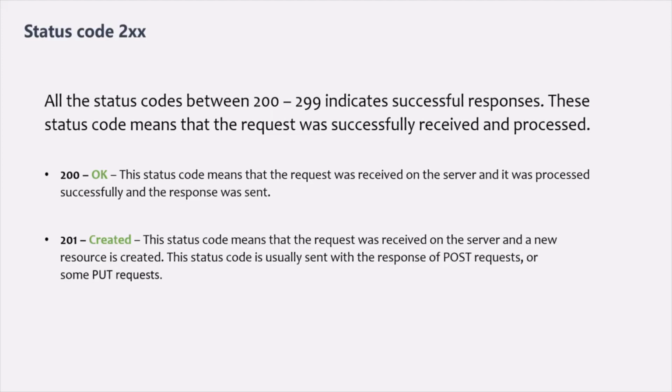This status code means that the request was received on the server and a new resource was created on the server. This status code is usually sent with the response of a POST request or some PUT requests. Then all the status codes between 300 and 399 are meant for redirection messages.